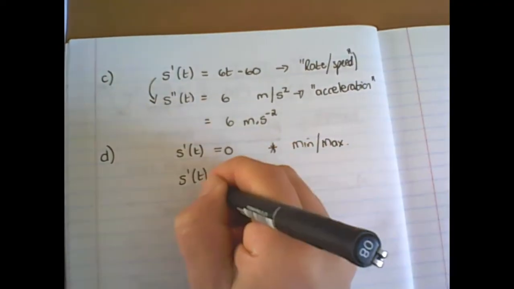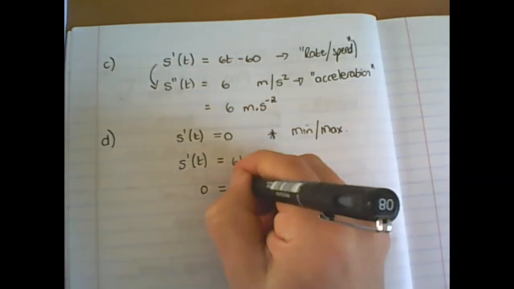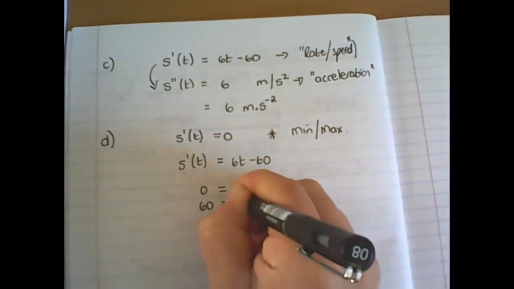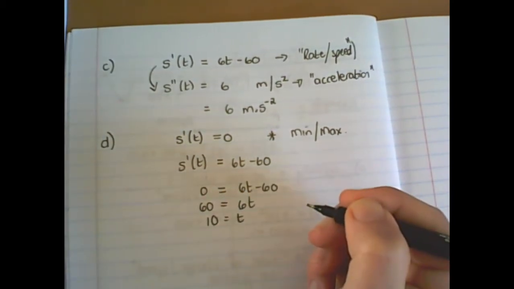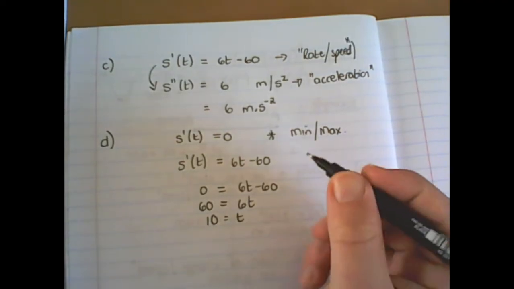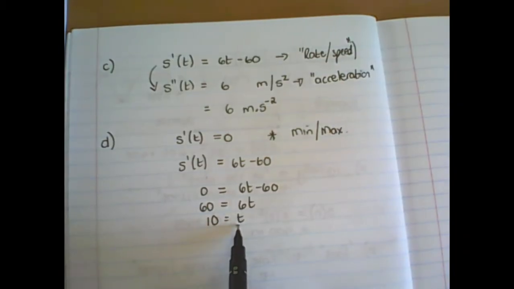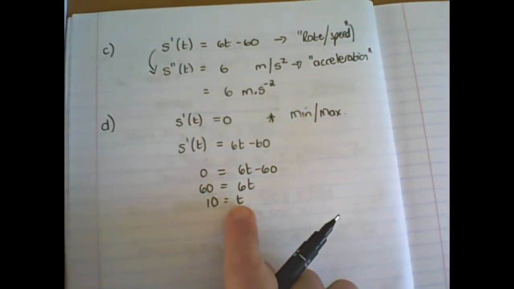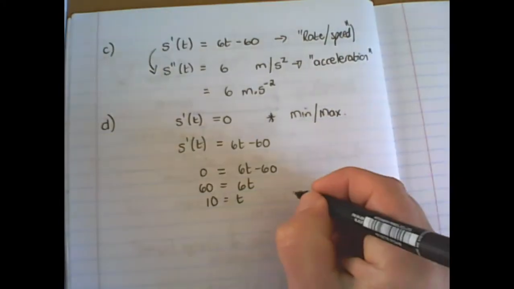Okay, so I set the derivative equal to 0, and then I solve for t. All right. So now, this t is not the minimum distance. This is 10 seconds. Okay? So this represents time. So at 10 seconds, we have our minimum distance.